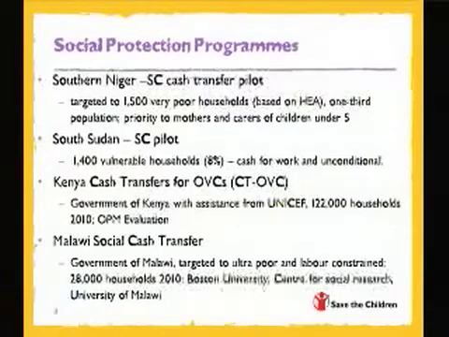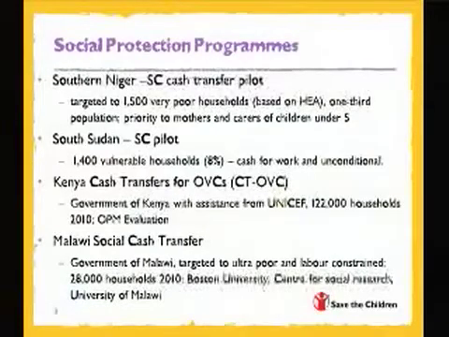But 2 of them are Save the Children's programs: a program in southern Niger, a cash transfer pilot that was targeted to 1,500 poor households, and these households were identified using a household economy approach to vulnerability analysis, which represented 1/3 of the population of that community, and there was priority given to mothers and carers of children under 5. Also a pilot in South Sudan that targeted 1,400 vulnerable households, so 8% of the community there, and was a combination of cash for work and unconditional transfers.